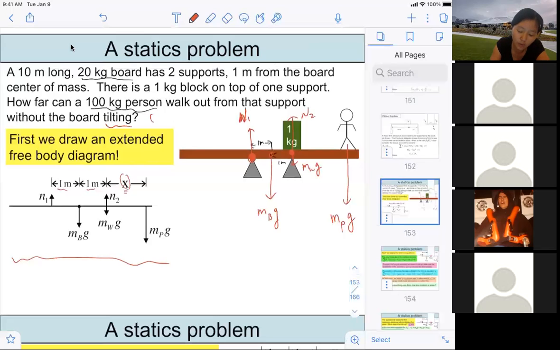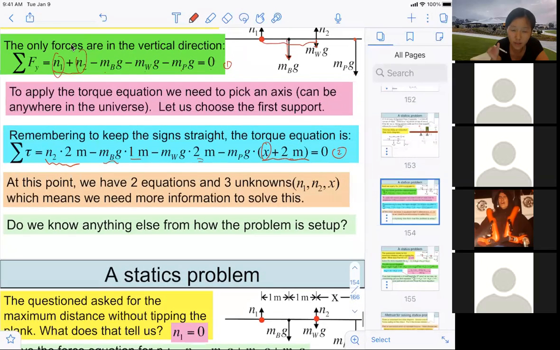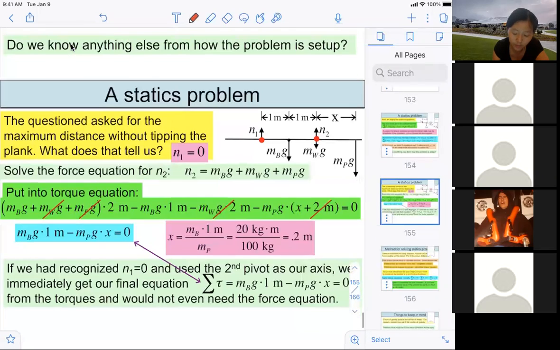So at that point, your normal force at point 1 is 0. That's hidden information, a critical point that we can get from the problem. That's normal force N1 equals 0. So if we know N1 is 0, then we have gotten rid of one of the unknowns. We have 2 equations, 2 unknowns, and the rest is the algebra. We can solve for the distance the person could travel without the board tilting over: it is 0.2 meters away from the second pivot point.